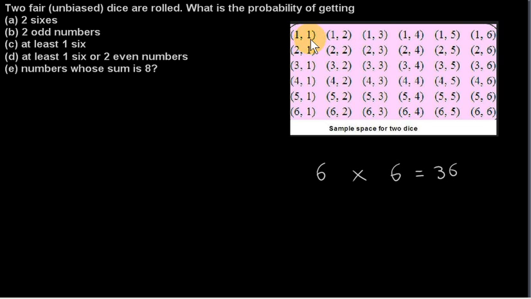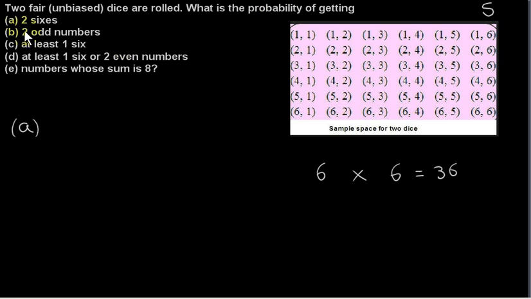So the probability of getting a 1 on the second die is 1/6, regardless of what appears on the first die. Similarly, the probability of getting a 2 on the second die is 1/6, regardless of what appeared on the first die, and so on. The probability of getting any number on either die is 1/6.